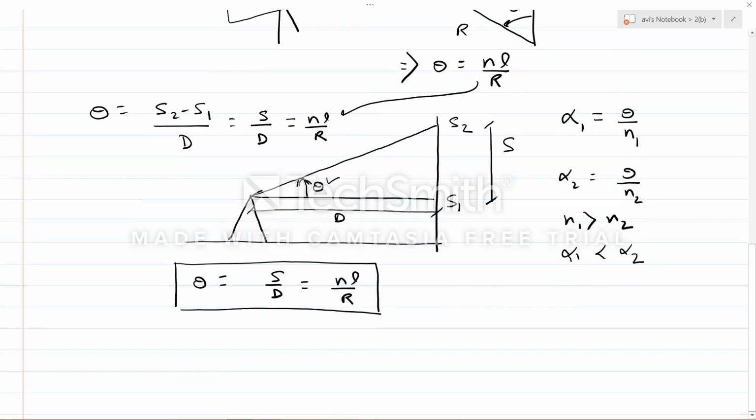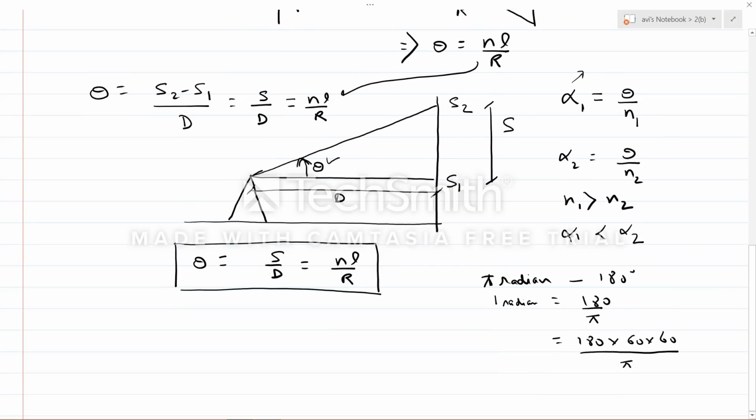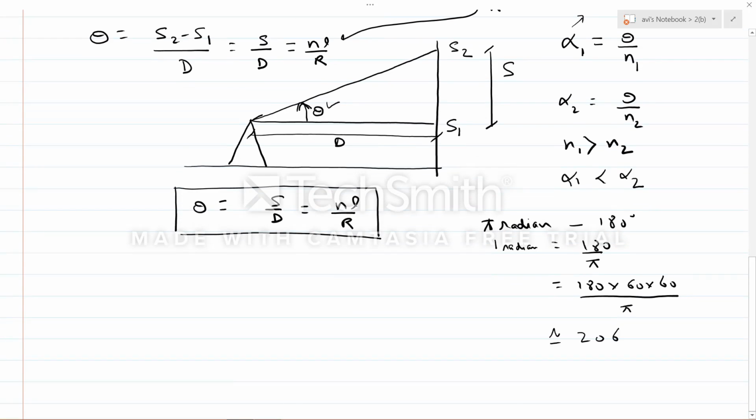So now one thing more. The value which we will calculate will be in degrees, and we want to convert that into seconds, because the unit of sensitivity is taken in seconds. So pi radian is 180 degree. Therefore 1 radian is equal to 180 upon pi, and we convert this degree into minute and into second. This comes out to be approximately equal to 206.265 second.